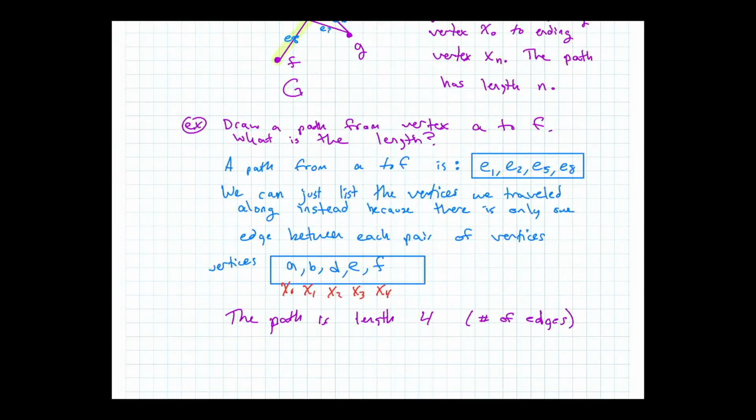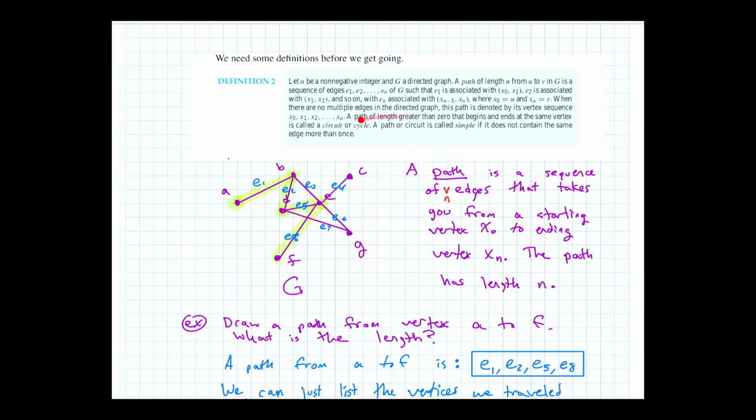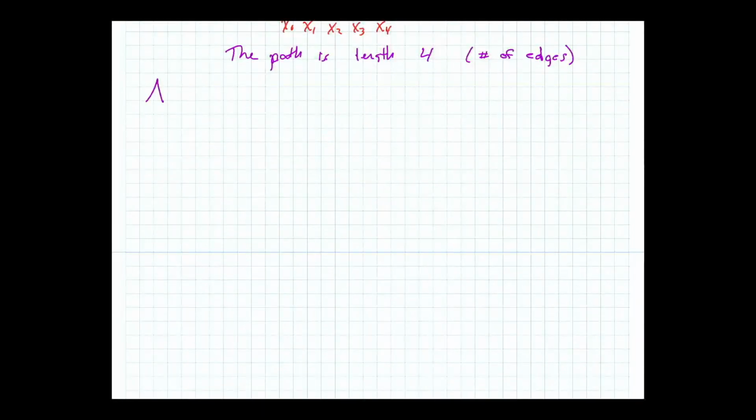A circuit is the next thing we want to talk about, which is also defined up here, but again, we're not going to read this because it's too complicated. A circuit is just a path that starts on and ends at the same vertex.